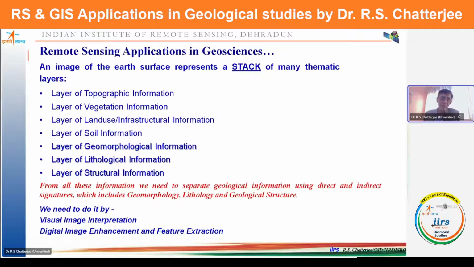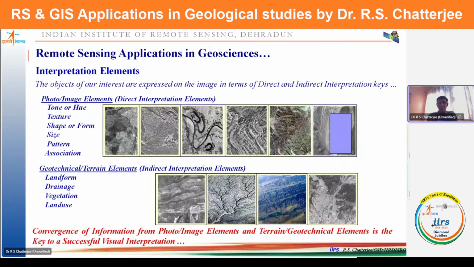And how we do that? We do it by visual image interpretation or by digital image enhancement, by logical reasoning, followed by feature extraction. For the interpretation of the geological features, there are certain direct interpretation keys, direct interpretation elements, like the color of the object, or the tone in case of a black and white image, then the texture, the frequency of tonal change, then the shape or form of the object, size of the object, then the pattern, and then association. They are the direct interpretation keys. And there are indirect interpretation keys like the landform, like the drainage.